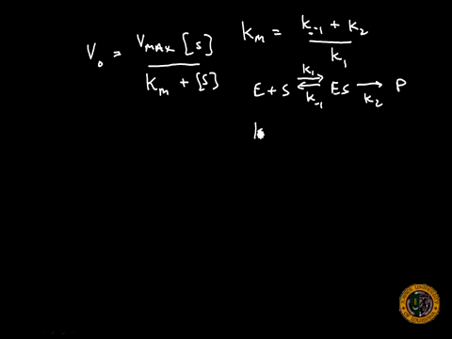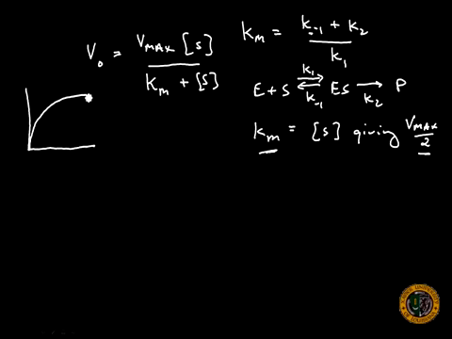Okay, Km operationally, in the experiment, is equal to the concentration of substrate giving you 50% of the maximum velocity. If we look at our Michaelis Menten plot that we drew earlier, now we're looking at a number of different initial velocities versus substrate. Km then would be half of the maximum velocity, which would be about here. And that's the substrate concentration that gives you the half maximum velocity.